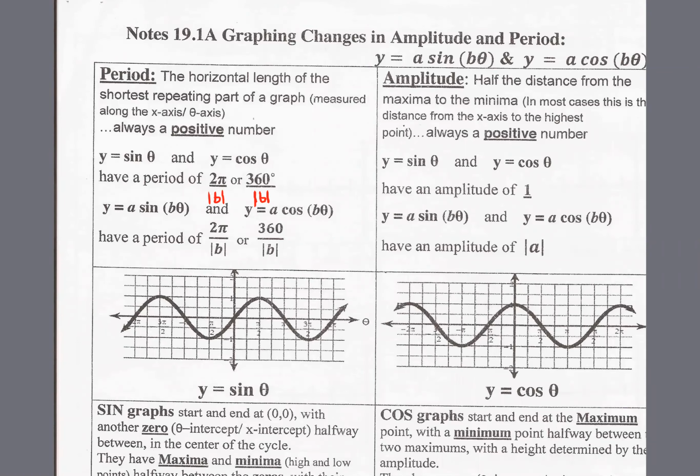So make sure you know amplitude. Here's the actual definition for amplitude. It's half the distance from the maxima to the minima. And it's always a positive number because distance is always positive.